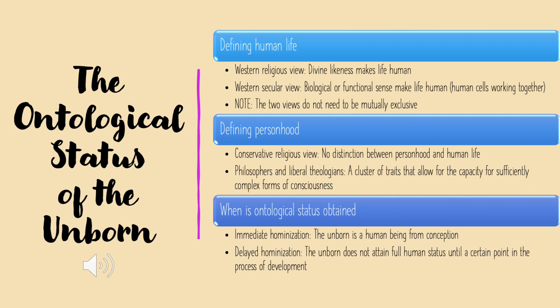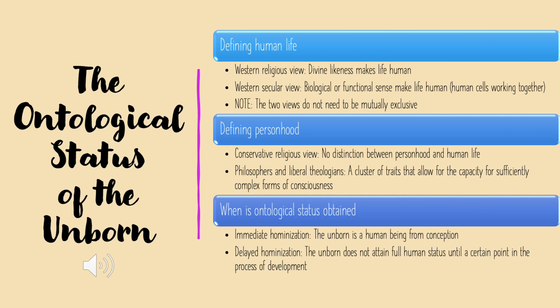So then how do we define person? We talked about this as well, looking at what is a human and what is a person. And again, there's a couple of different views, and some of you may relate to some of these views. The conservative religious view says that there is no distinction between what is a person and what is a human life. So the conservative religious view says that we are human because we were made in the image and likeness of God, and that is what also makes us a person. However, some more liberal and philosophical views say that what makes us a person is a cluster of traits that allow for the capacity to have complex forms of consciousness. So what makes us a person is this ability to think in very complex, abstract ways. A lot of times you'll hear logic and reason when this is described.